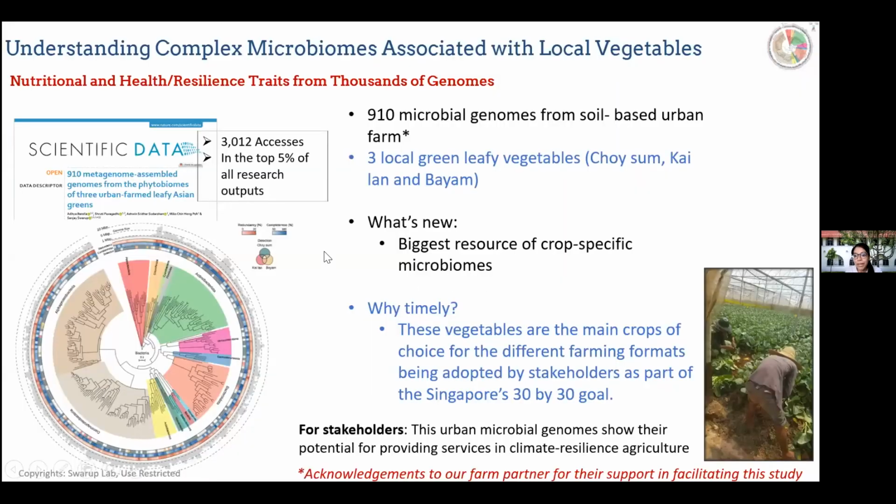So what do we find? We built a database here, and we now have a repository where we have put out 910 microbial genomes, which we obtained from this farm.